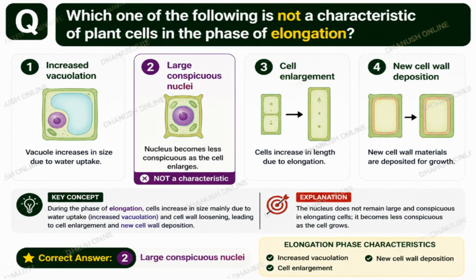Which one of the following is not a characteristic of plant cells in the phase of elongation? The answer is option 2, large conspicuous nuclei. During elongation, the nucleus becomes less conspicuous as the cell enlarges.